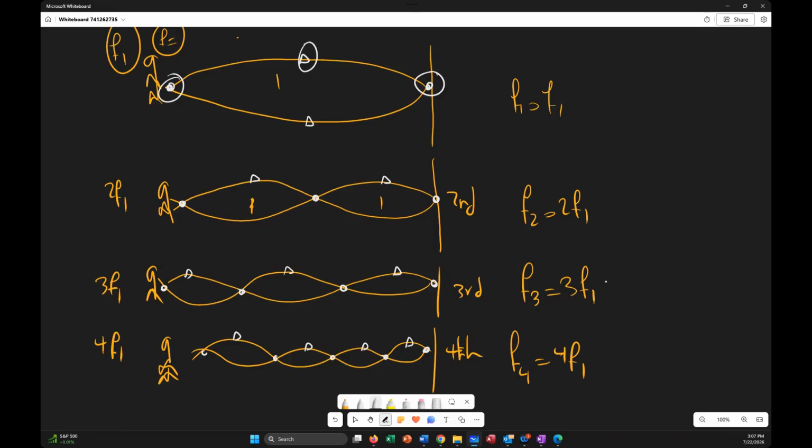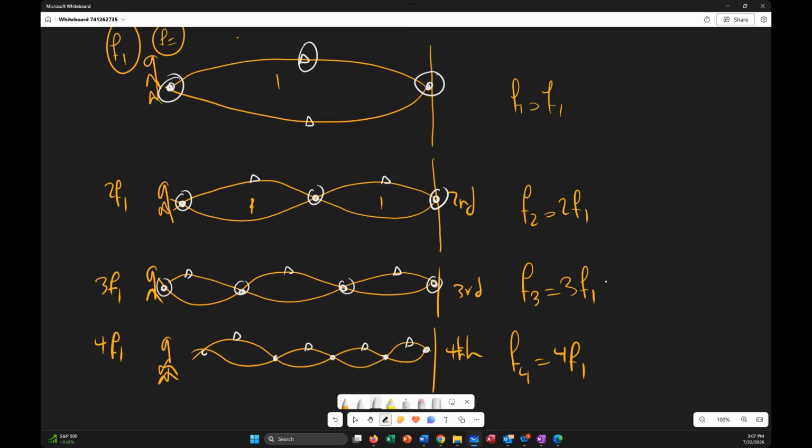In the first harmonic, we have two nodes and one antinode. In the second harmonic, we have one, two, three nodes and two antinodes. In the third harmonic, we have one, two, three, four nodes and then three antinodes. And then the same for all.